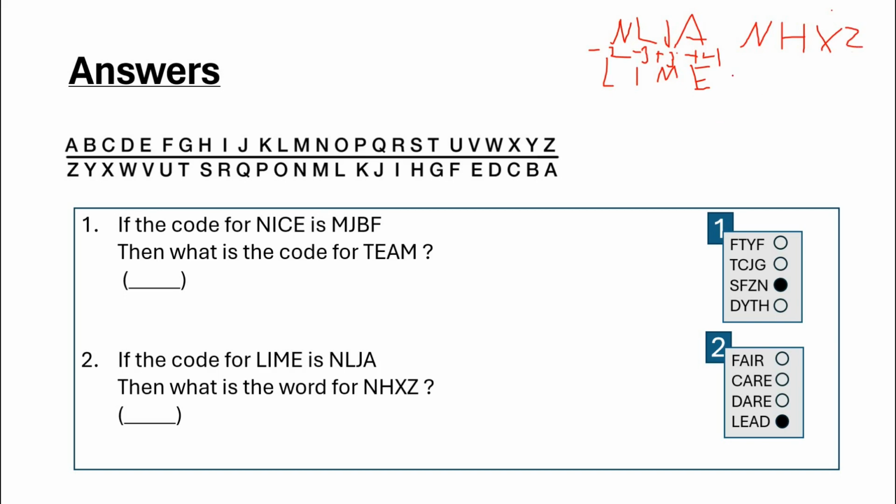NHXZ. Okay. So now I have to do -2, -3, +3, and +4. N -2 would be 1, 2, L. H minus 3 is 1, 2, 3, E. X plus 3 is 1, 2, then add an extra letter there, 1, 2, 3, A. And Z plus 4 is, okay, A, B, C, D, 1, 2, 3, 4 is D. And that's why the word for the code is lead.